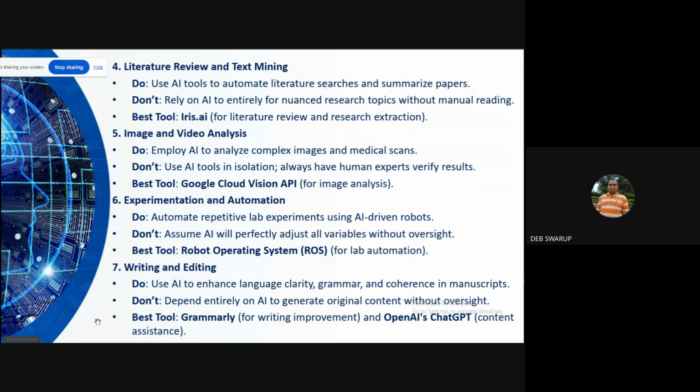Then for writing and editing purposes, you can use Grammarly for writing improvement, for checking and correcting the grammar, but don't go beyond that. Then there is OpenAI's ChatGPT. 3.5 was free, now with 4.0 you are getting 4.5 free contents daily.